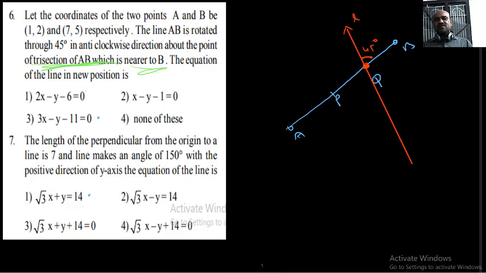You can find the slope of AB. Let the slope of L be m. Using the angle between two lines concept, you can find that m. First of all, I want to find Q. So Q divides in the ratio 2:1.